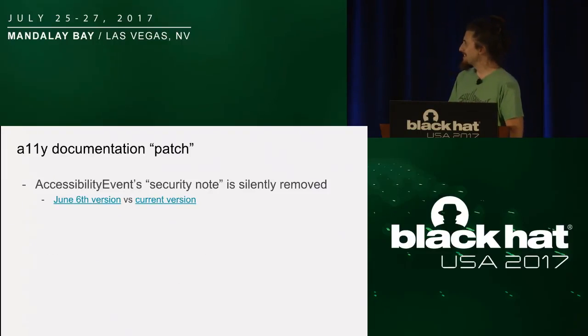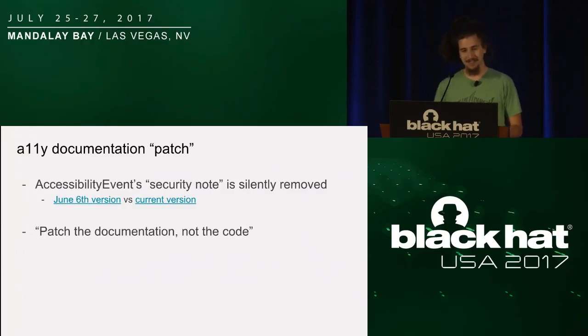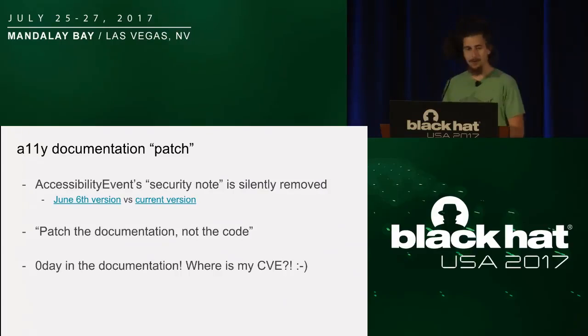So what I checked is that on June 6th, the security note was still there. I got the link from the Internet Time Machine. And in the current version, the security note actually disappeared. So at least, documentation is consistent with what we found. And I can brag forever with my friends, like I have an entry in the documentation, and still no CVE, unfortunately. Probably they're not covered by this.